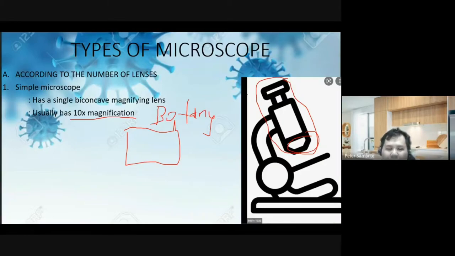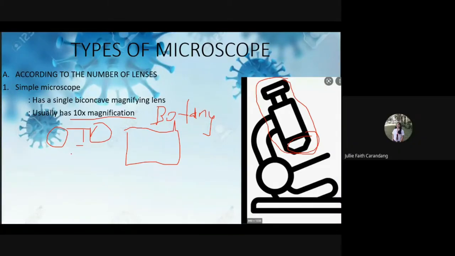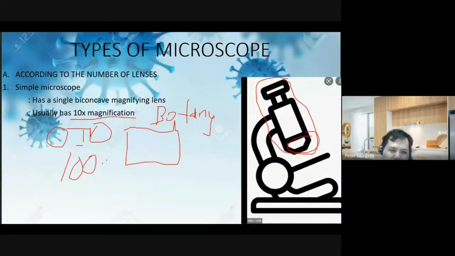Now, the problem with a simple microscope is this is not recommended for your bacteria. Because remember, your bacteria are very small. You would need at least an oil immersion objective. Who can tell me, based on your memory, if you still remember, what is the magnification of your OIO? 100 times. So it's your 100 times. Very good. So you need at least 100 times magnification to view your bacteria. Thus, we consider your simple microscope obsolete. Normally, nowadays, I don't think they still have this type of microscope. They no longer use this.